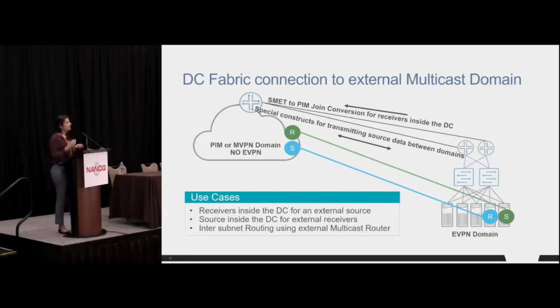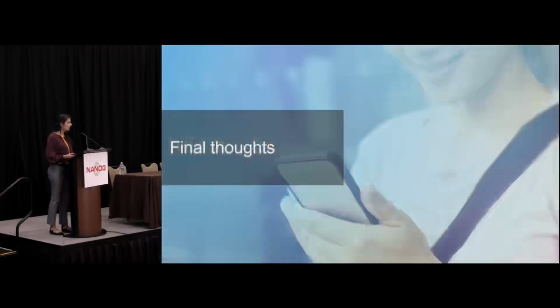I have seen use cases where folks wanted to employ a gateway for inter-subnet routing. We haven't even touched inter-subnet routing at all. That's when your receiver is, say, in the red domain and your source is in the green domain, and you want them to be able to talk to each other, right? They are in separate bridge domains. In that case, you could employ a gateway, again use the SMET route to be able to do that inter-subnet optimized multicast routing. These are just some of the use cases.